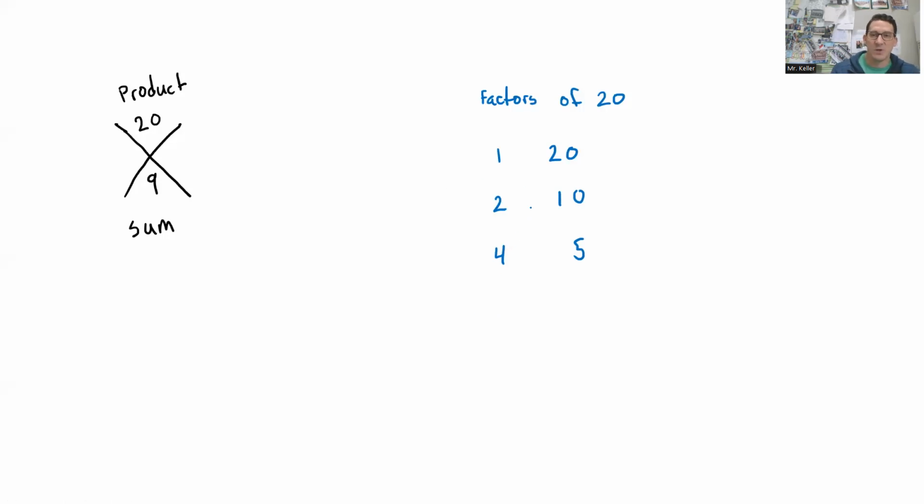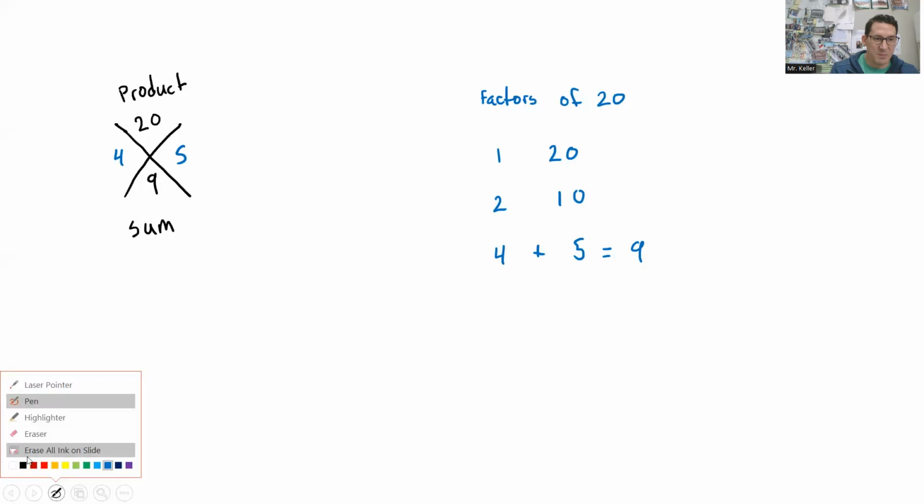So these are all the pairs of numbers that multiply to get 20. Then you just need to see which one adds to get 9. So that's this one down here. 4 plus 5 is 9. And so that's our answer. 4 and 5 are the completed sides for the X factor or the diamond problem. Let's do another example.